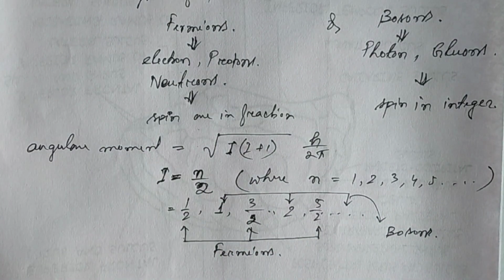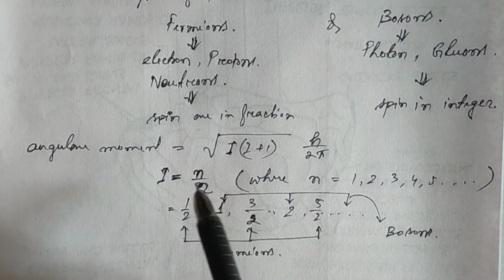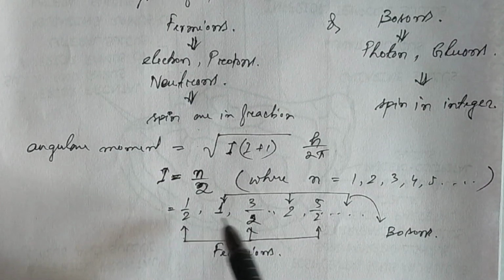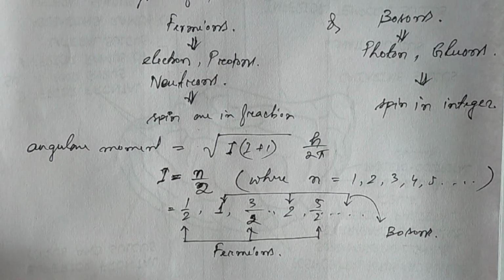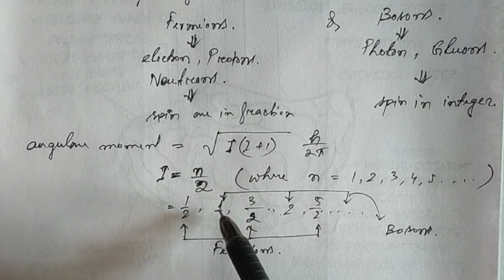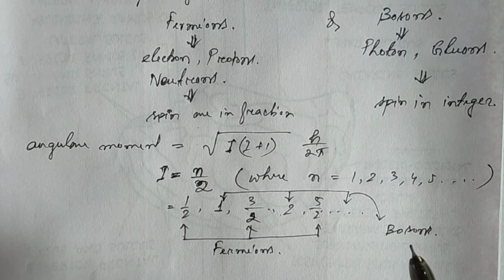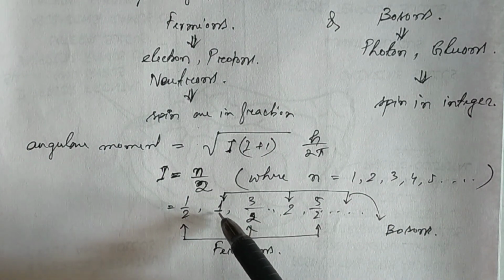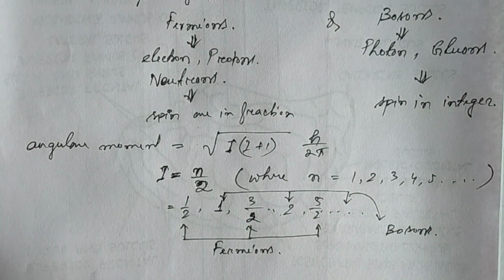Okay, so we can say that if the spin quantum number I is in fractions, like half, 3/2, 5/2, then those are fermions. Those particles which have spin quantum number in whole numbers, like 1, 2, 3, 4, 5, we can say those are bosons. That means photons and gluons have spin quantum number 1, 2, 3, like this.